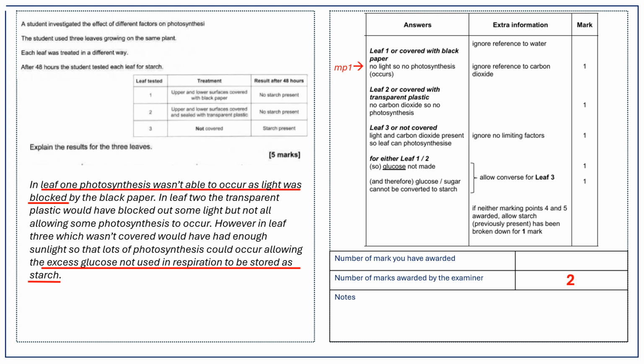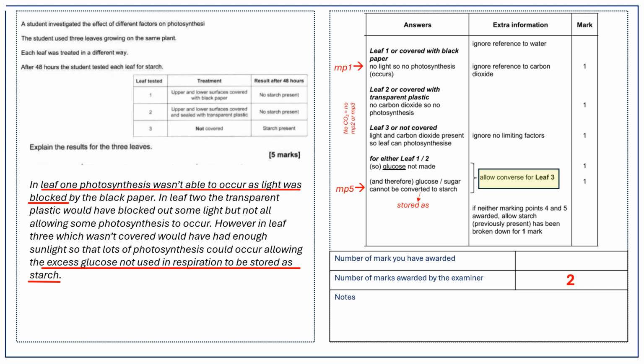The student says that for leaf 3, excess glucose not used in respiration is stored as starch. We can see that converse points are allowed here, so the student is on track to get marking point 5. They haven't used the word convert, but they have said stored as starch, and this is creditworthy.